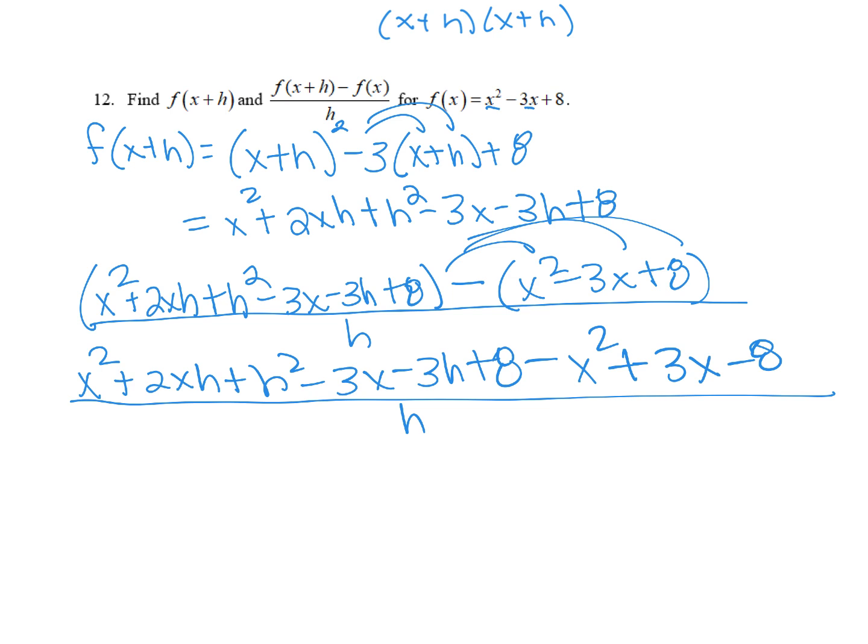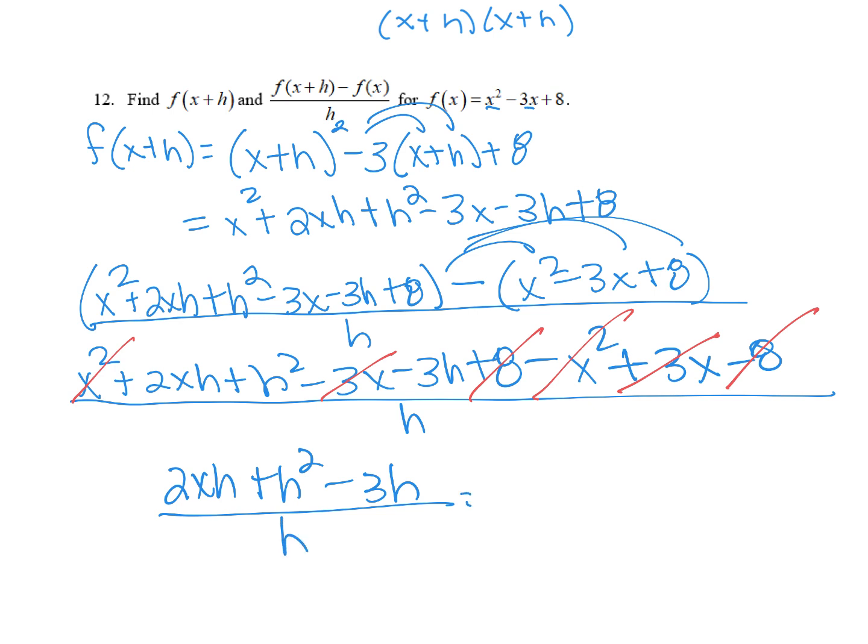And then look at what you get there. Combining like terms, I have x squared minus x squared, that's 0. I have negative 3x, positive 3x, that's 0. And positive 8 minus 8, that's 0. So what am I left with? I am left with this 2xh plus h squared minus 3h.